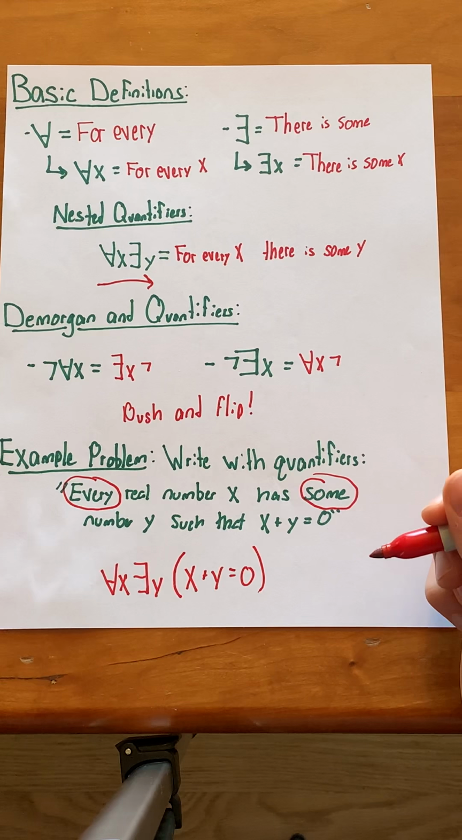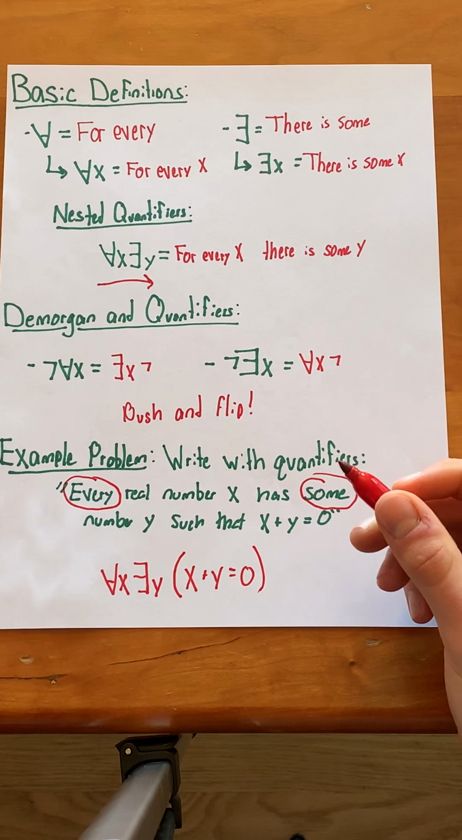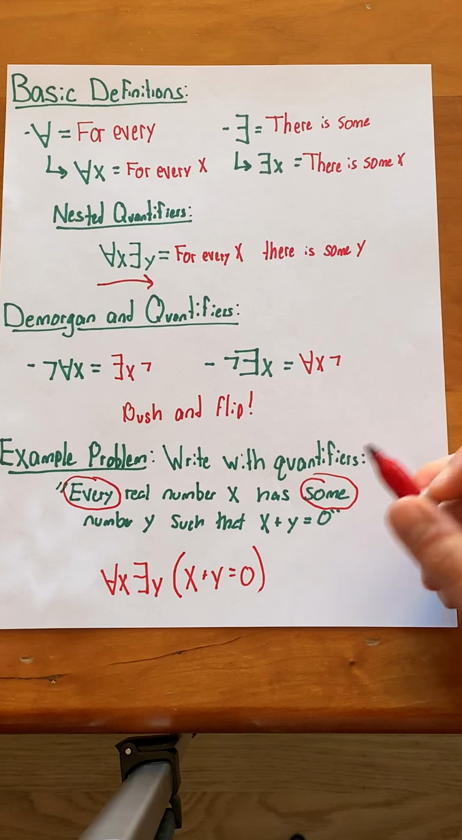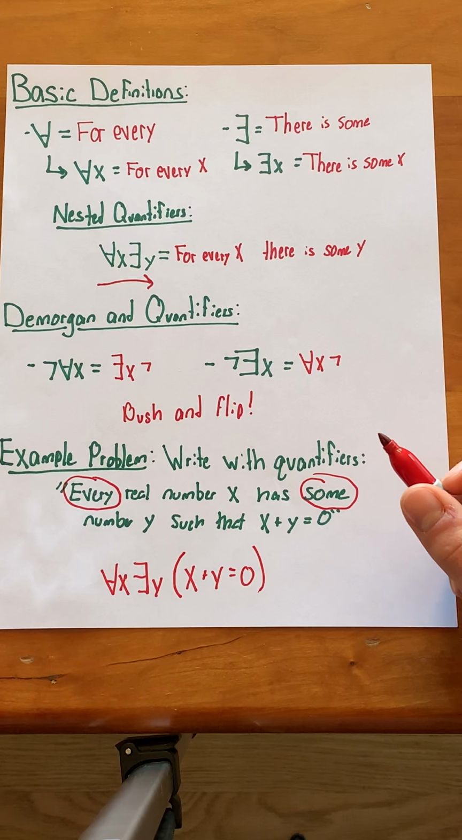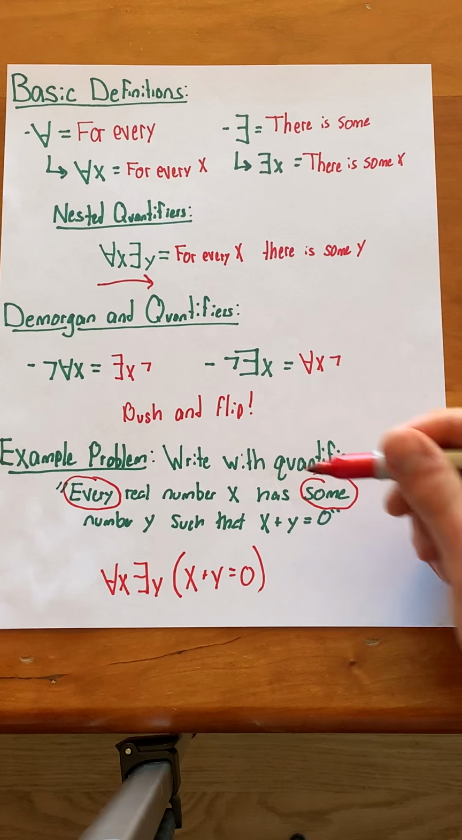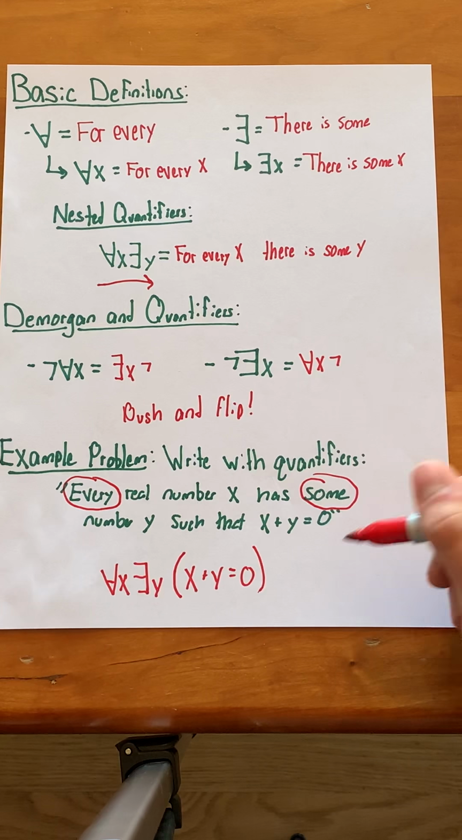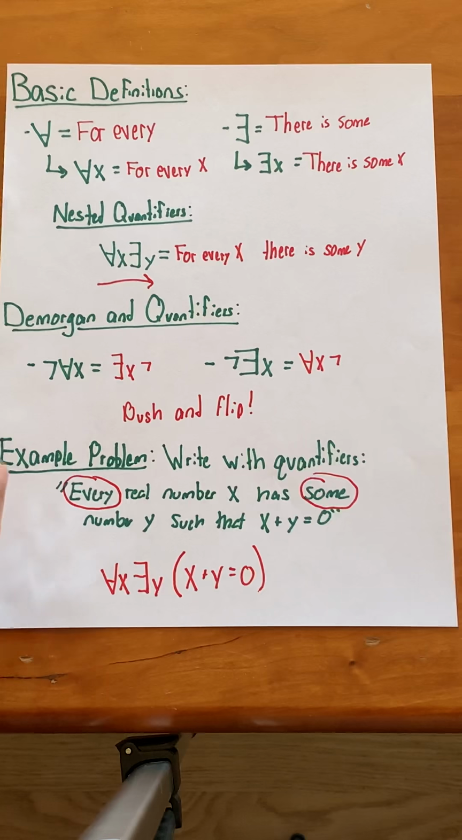Now, we can stop to think if this really makes sense. Let's say our x is 5. Is there a y that will make it 0? Sure, -5. Similarly, if x is 10, is there a y that will make x plus y 0? Yeah, -10. In general, if x is a positive number, then y will be that same negative number, and x plus y will equal 0.